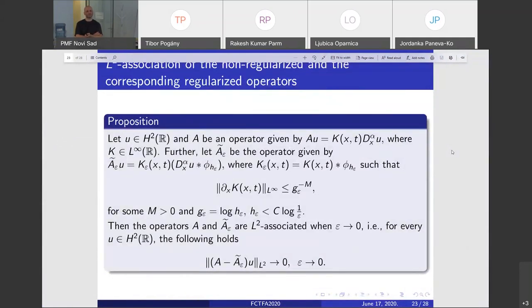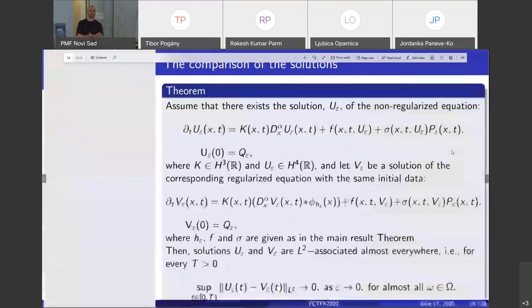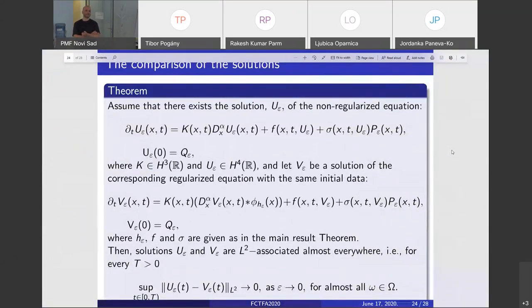Of course, we proved, as I mentioned, that the original operator A and the corresponding approximate operator theta are associated, of course, imposing some global conditions. And the same conclusion is valid for the solution. First, we must assume that the original problem has a solution, and then the obtained solution V is also associated as in the previous case.